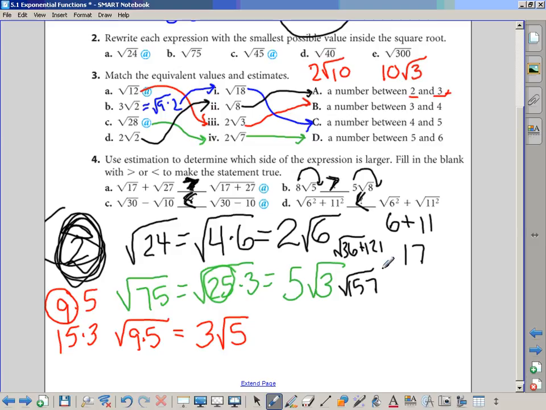The square root of 100 is 10. The square root of 121 is 11. The square root of 144 is 12. So this is definitely going to be less than this way. 17 squared is a lot bigger than 157.